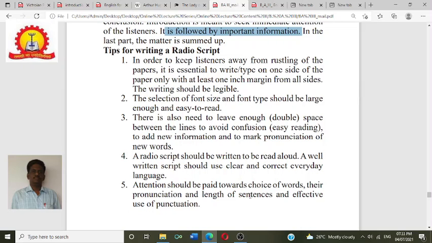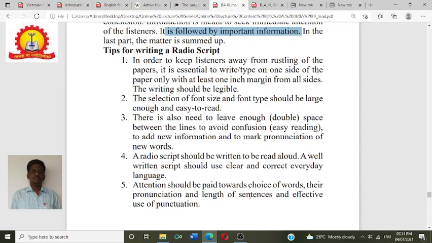Otherwise, if we go on rustling the paper, it may create confusion regarding the reading, and at the same time we also broadcast the sound of rustling of the paper. So to avoid such a thing, we have to type it or write it on one side of the paper instead of double side, with at least 1 inch margin from all sides. And the most important part is that it should be legible.